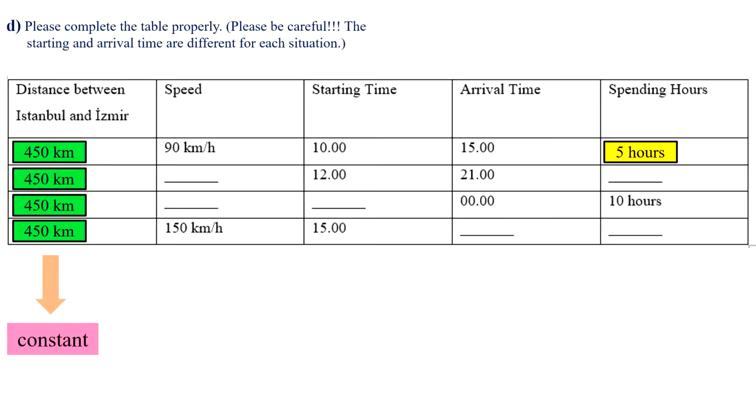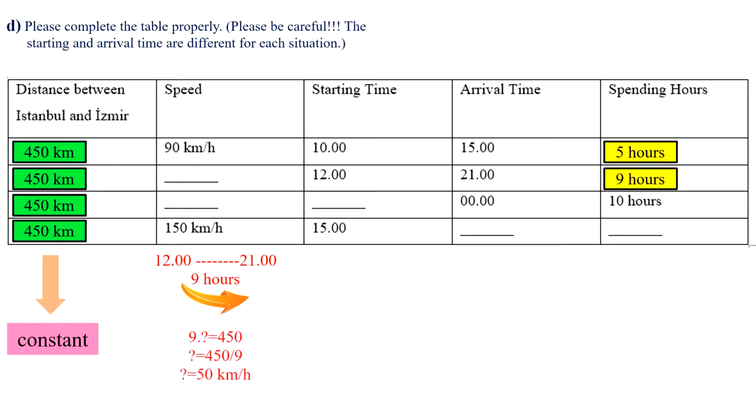Now, we can look at the other parts. For the second line, the speed and the hours spent are not given to us. What should we do firstly? Yes, we should find the hours Esra spent. From 12 to 9, 9 hours should have passed. We found the distance by multiplying the time and speed. So, we should multiply 9 hours with the unknown speed and we should get 450 kilometers. In order to find the unknown speed, we should divide 450 by 9 and we will get 50 km per hour as the speed. Please try to find the other unknown values in the table and then come and check with me.